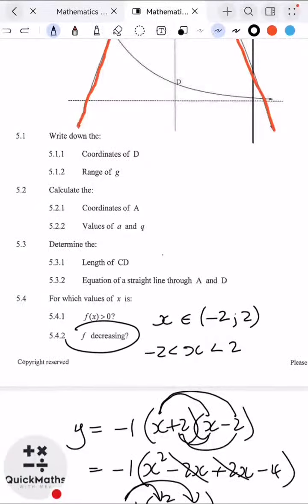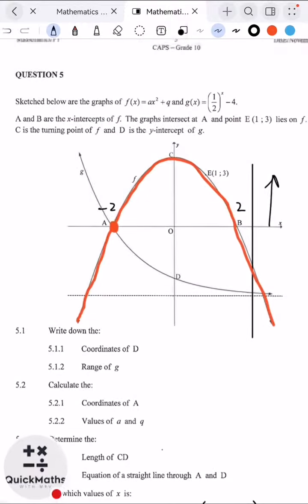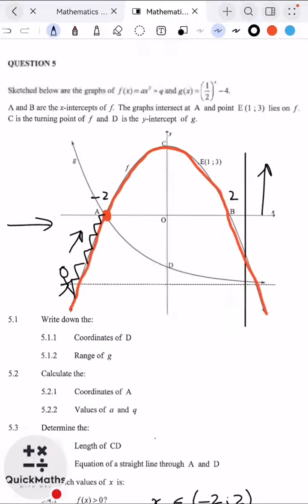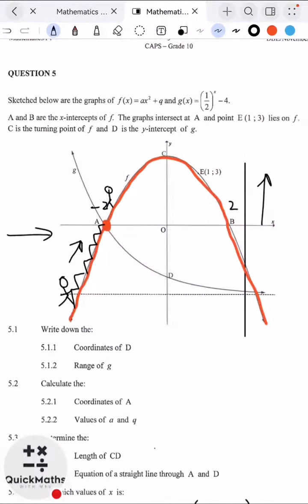And then the last one, where is f decreasing? So this is you, and you are walking along the graph. You always walk left to right. If you're walking here, are you increasing or decreasing? You're increasing because you're going up. The question wants to know where you start decreasing. As you walk there, you're still walking up. But once you get here, that's our turning point. You start walking down. So when you're walking down, you're decreasing.